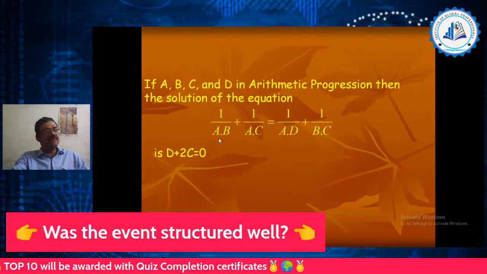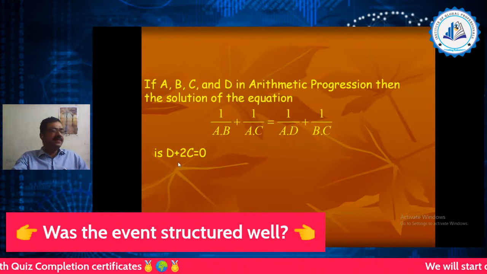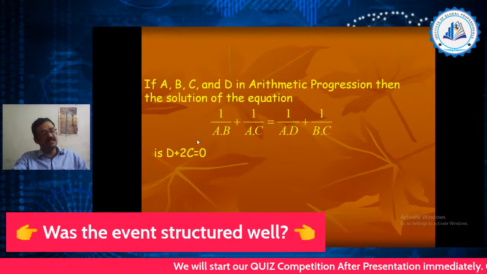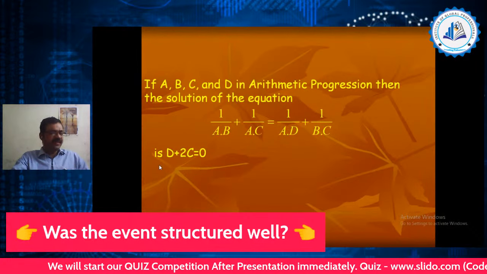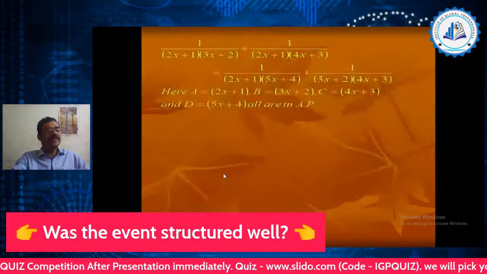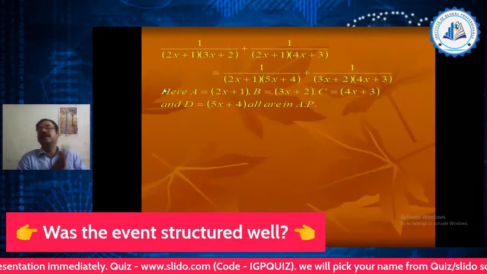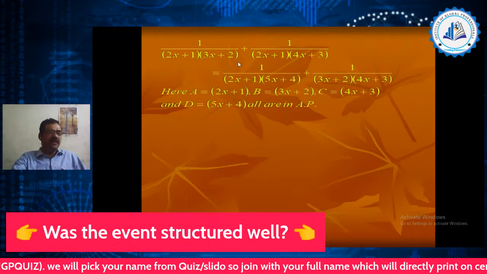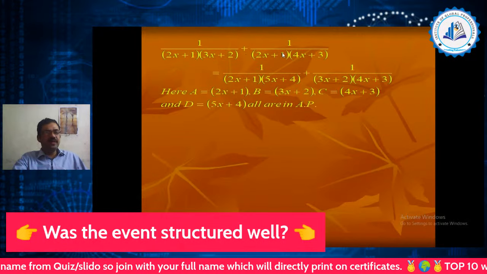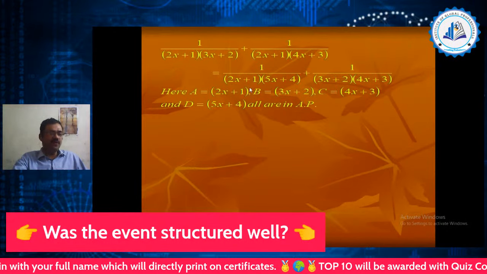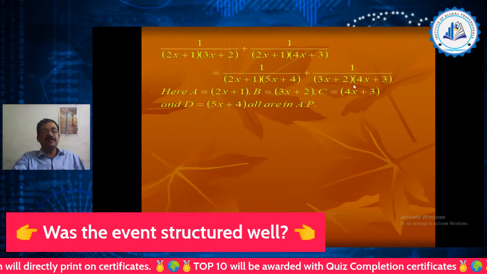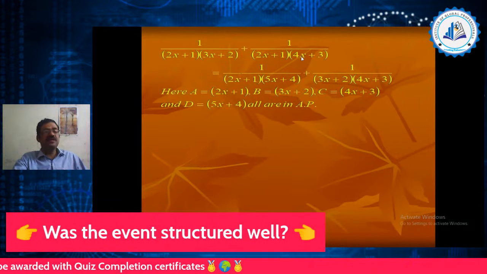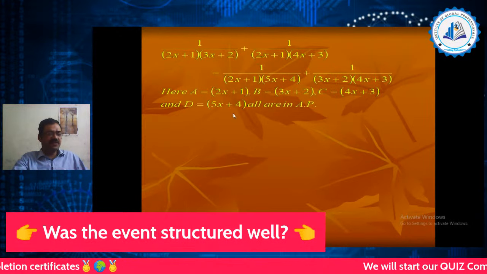Then the solution of this type of equation is D plus 2C. D is called the ultimate and C is called the penultimate. So simply, in one line. Now let us take one example. If we solve this type of algebraic equation, 1 upon (2x plus 1)(3x plus 2), plus 1 upon (2x plus 1)(4x plus 3), equals 1 upon (2x plus 1)(5x plus 4), plus (3x plus 2)(4x plus 3). Here A equals 2x plus 1, B equals 3x plus 2, C equals 4x plus 3, and D equals 5x plus 4.